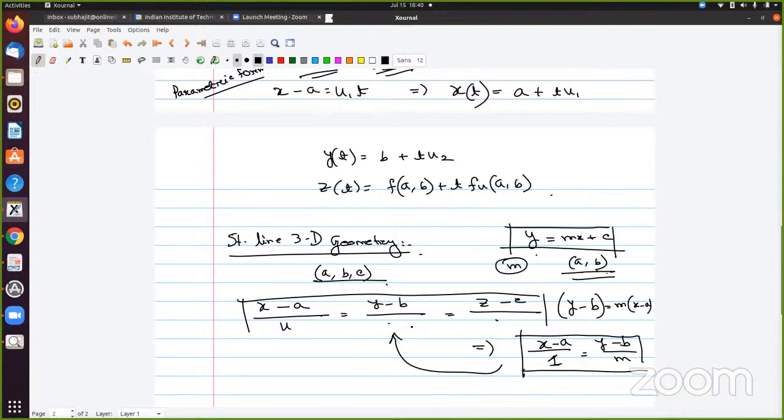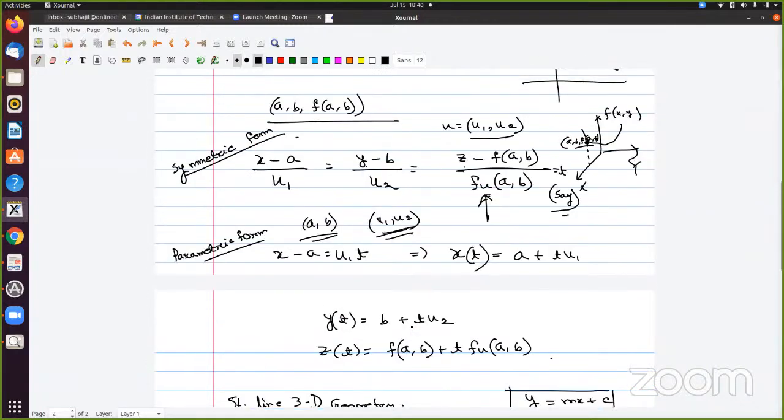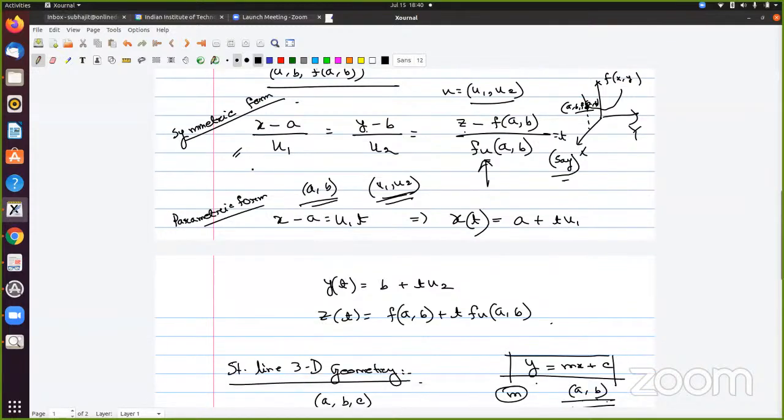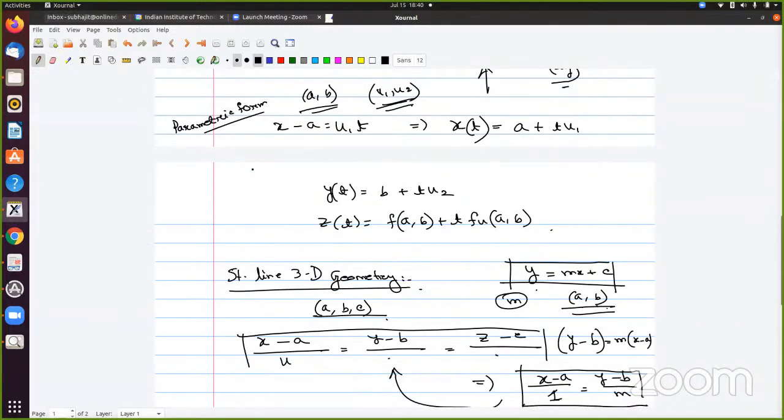In 3 dimensions, exactly, it will be the extended version of that. I am not giving you a concrete proof because that will be messy and is not required. But you can find the analogy, right? Why this type of form has come. This is exactly the same thing we are doing here. So parametric form, have you understood?